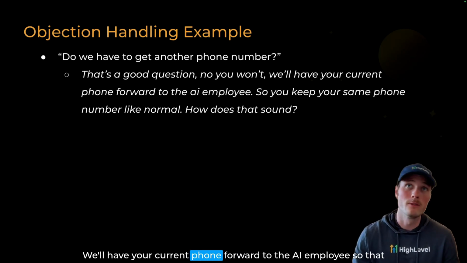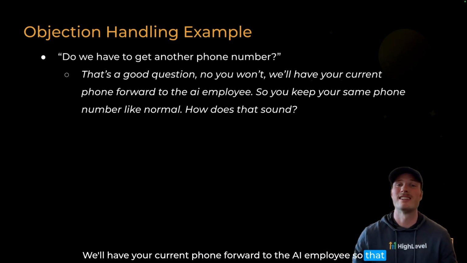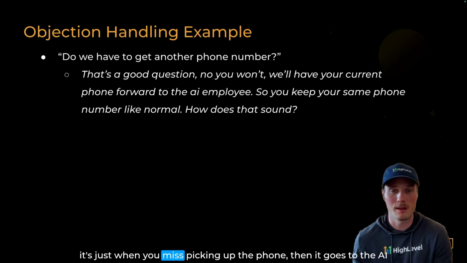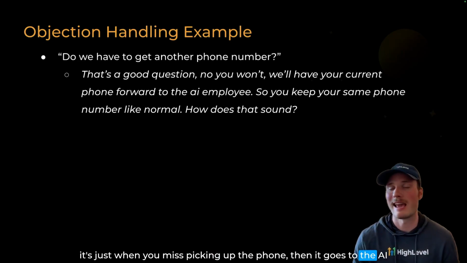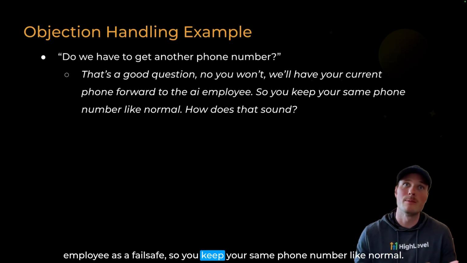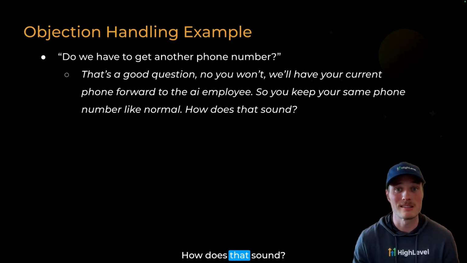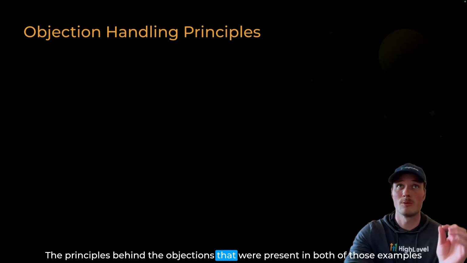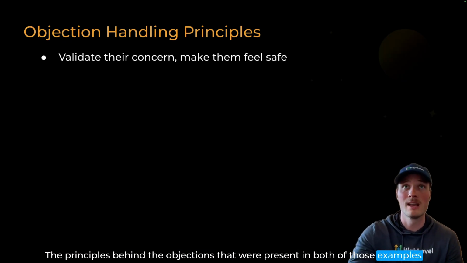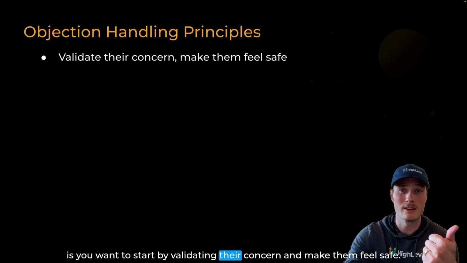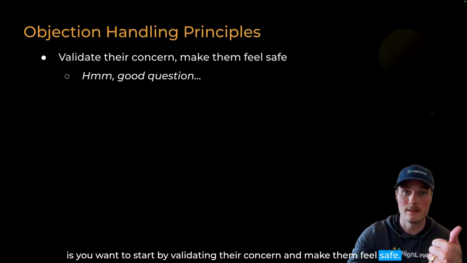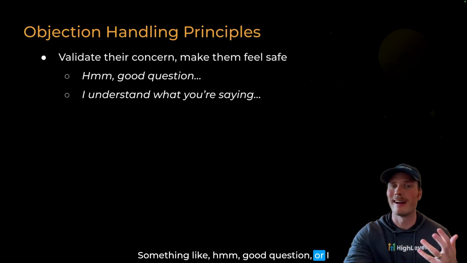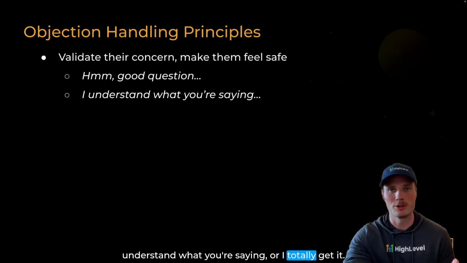We'll have your current phone forward to the AI employee so that it's just when you miss picking up the phone, then it goes to the AI employee as a fail-safe, so you keep your same phone number like normal. How does that sound? So we have some of those objections, the principles behind the objections that were present in both of those examples. So you want to start by validating their concern and make them feel safe. Something like, good question, or I understand what you're saying, or I totally get it.